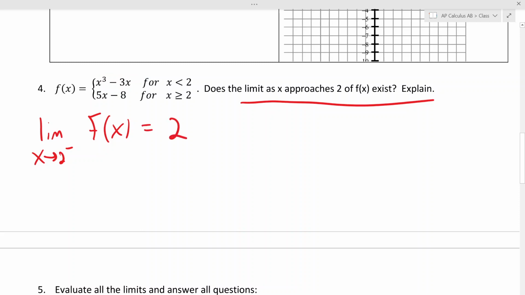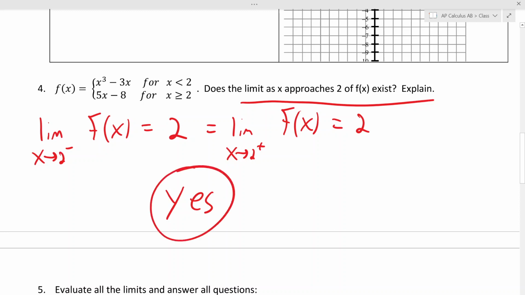Right? The right-hand limit, when you plug 2 into that, boom, is 10 minus 8. That's also 2. So these are equal. Because the left-hand limit and the right-hand limit are both 2, you're going to say yes.